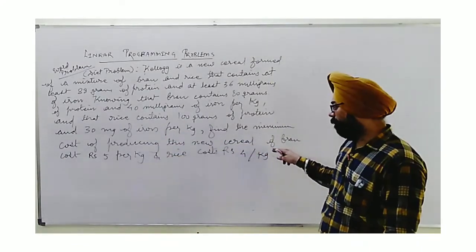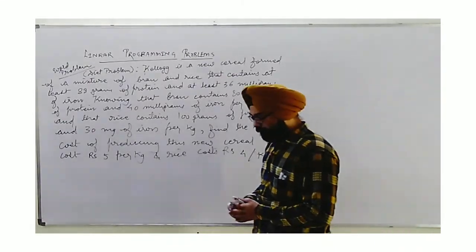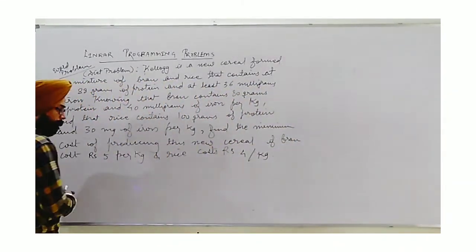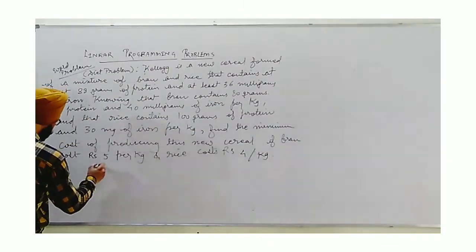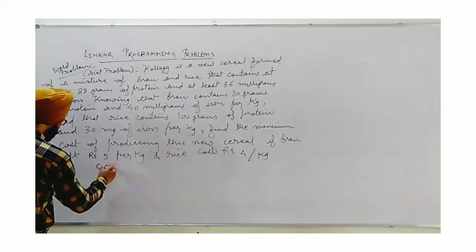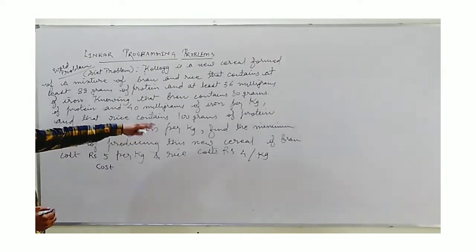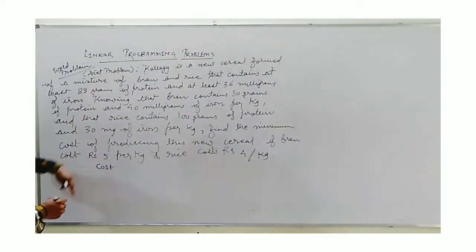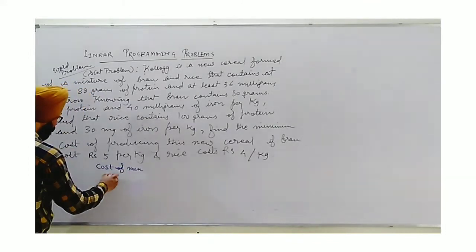This new cereal, we have to minimize the cost. Okay, I suggest you to understand it better, draw the tree. Tree diagram is important. The main thing is cost. We need to minimize. Now this cost is of what? Cost is of mixture. We are making a mixture, namely Kellogg's. So the cost of the mixture we have to minimize.